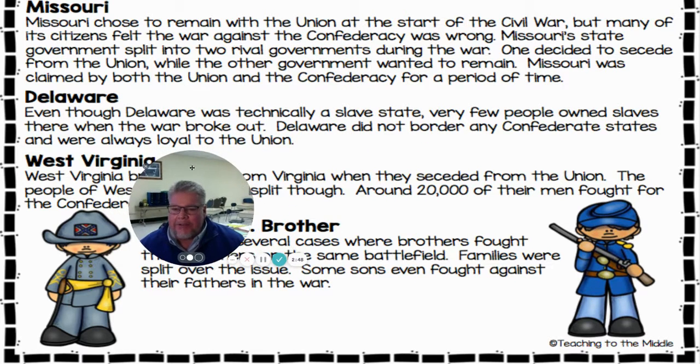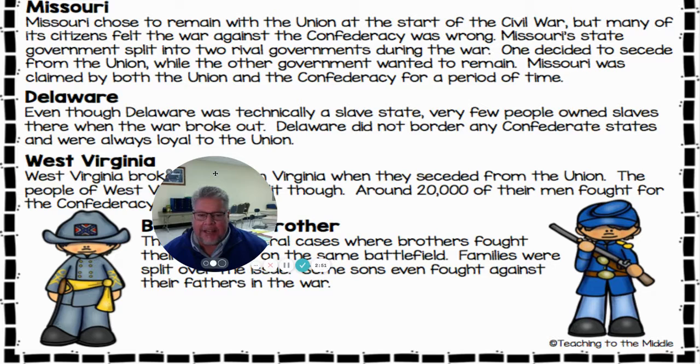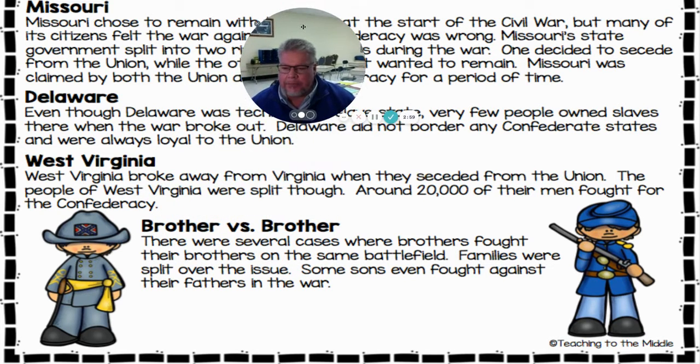Delaware. Even though Delaware was technically a slave state, very few people owned slaves there when the war broke out. Delaware did not border any Confederate states and was always loyal to the Union. West Virginia. West Virginia broke away from Virginia when they seceded from the Union. The people of West Virginia were split, though. Around 20,000 of their men fought for the Confederacy.